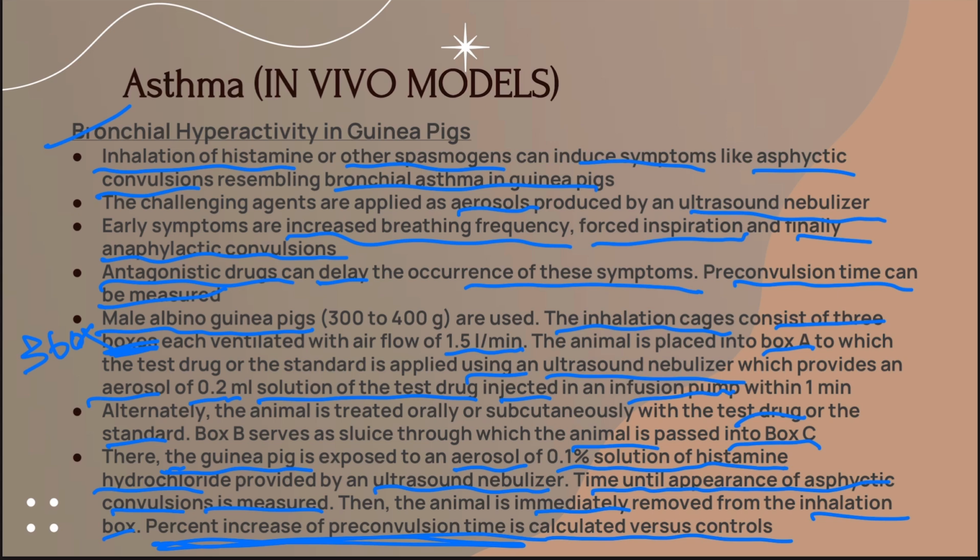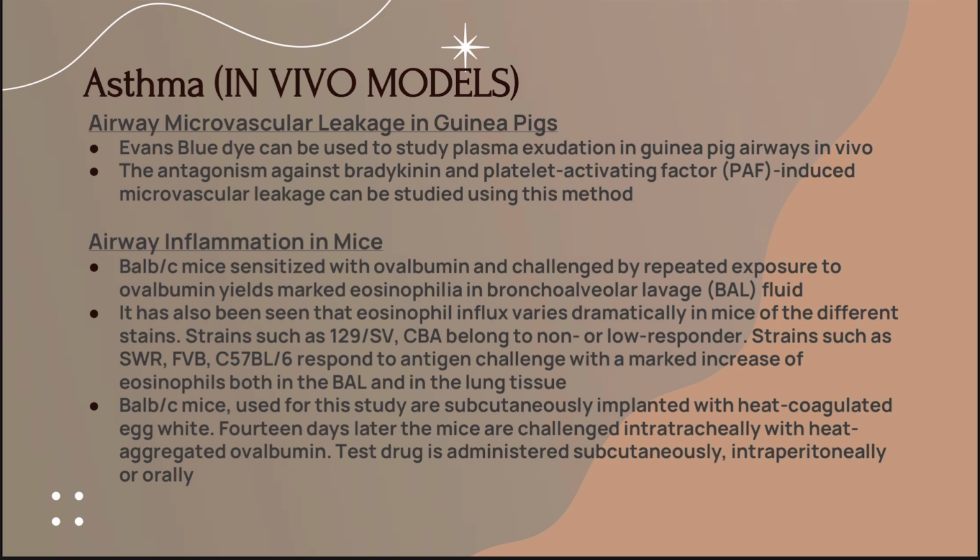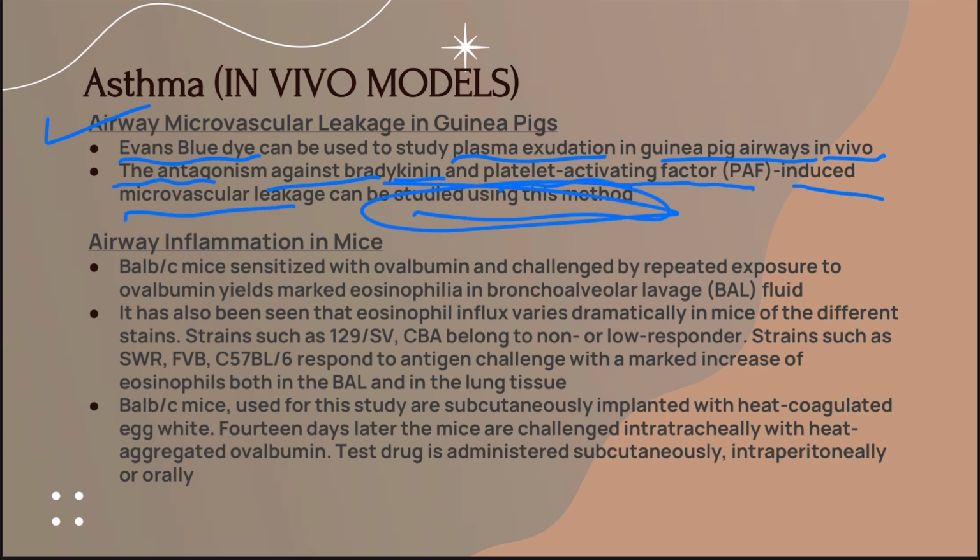That is, we are going to find out the change in the pre-convulsion time after the administration of the test drug. Next, we will look into the airway microvascular leakage in guinea pigs. For this, we are using the Evans blue dye, which can be used to study the plasma exudation in guinea pig airways in vivo. The antagonism against the bradykinin and the platelet activating factor induced microvascular leakage can be studied with this method. So here we are using the Evans blue dye.